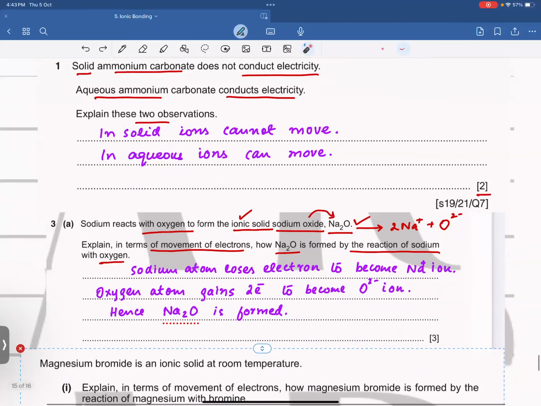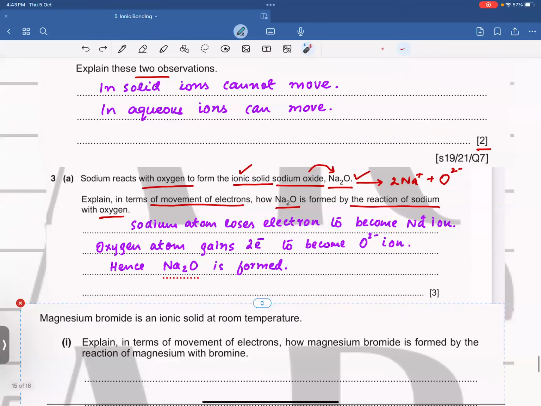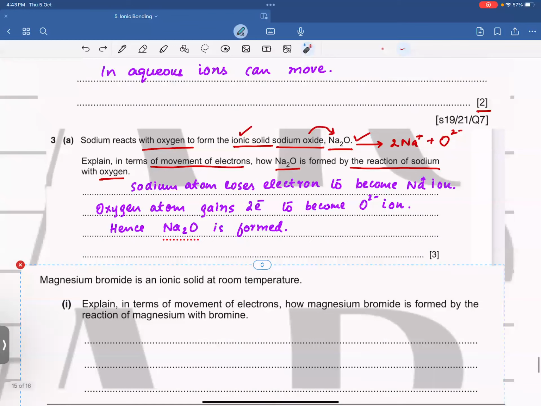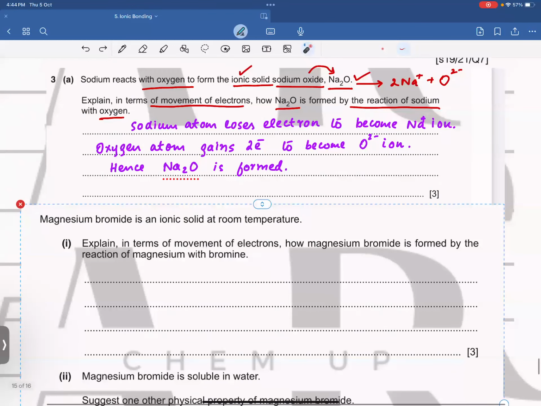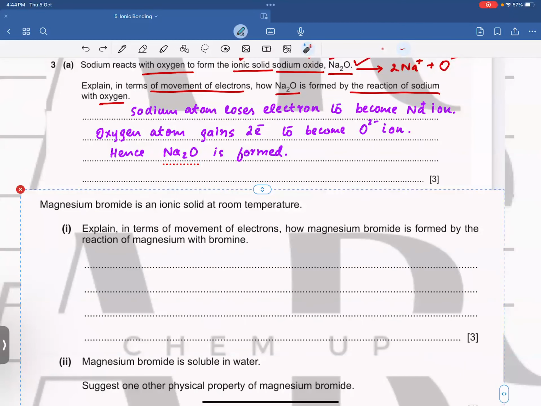Now, have you done the first part? Okay. Then we do these two parts after this, and you have to properly write the number of electrons for each atom: for the atom which is losing electrons, how many electrons it is losing, and for the other atom, how many electrons it is gaining. Okay.